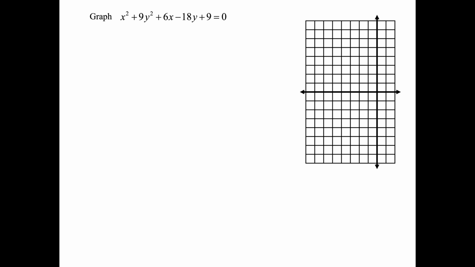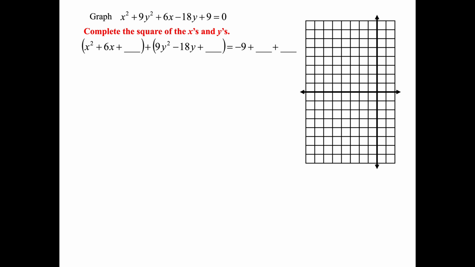Next, we're in general form. We got to convert this to standard form. We have to complete the square. We group the x's and the y's together, and notice I took the plus 9, subtracted it over to the other side. So very similar to our circle, except now those two coefficients in front of the x squared and y squared, they're going to be different values.